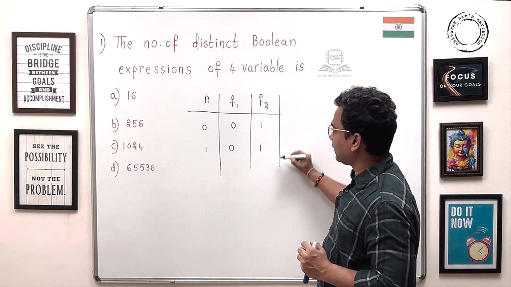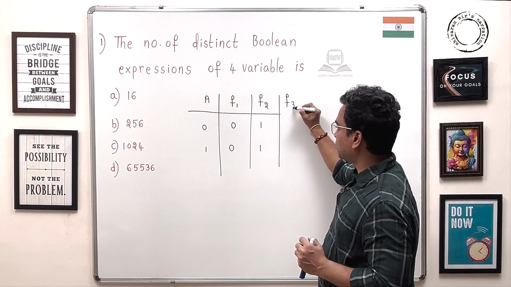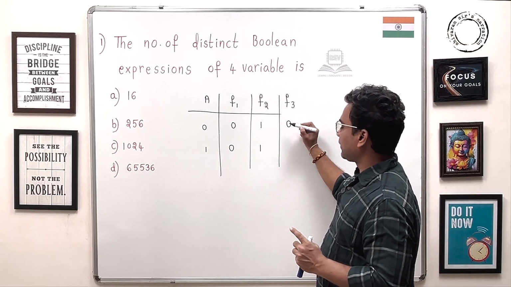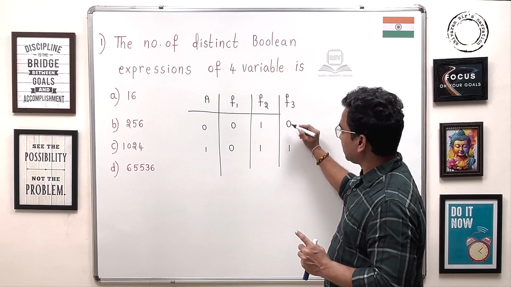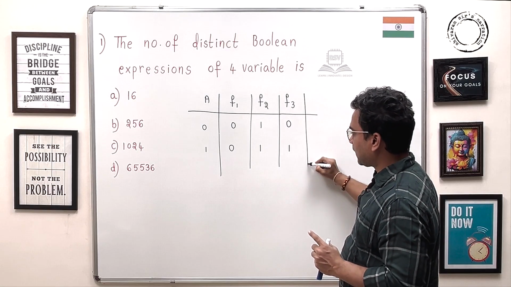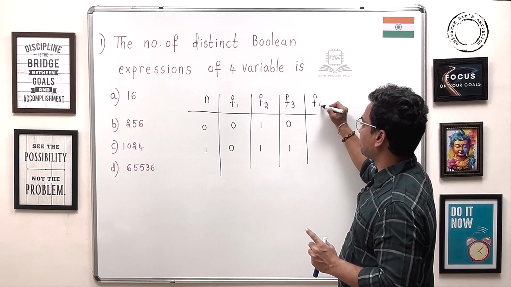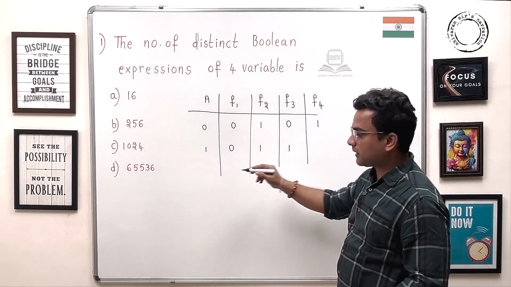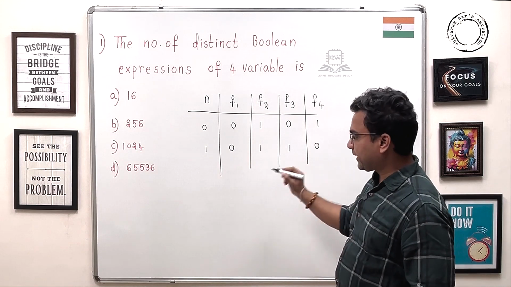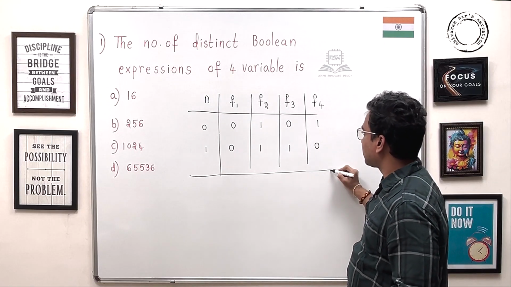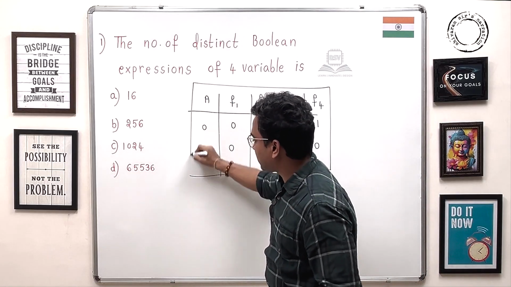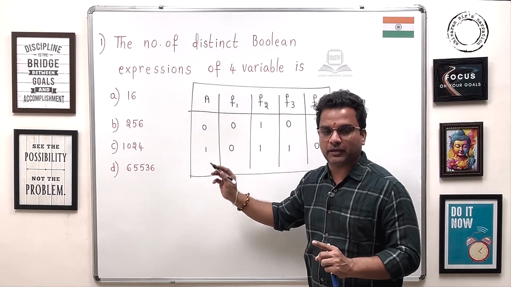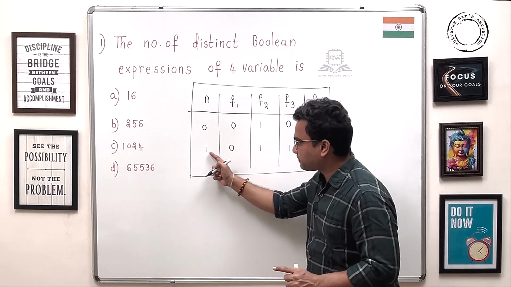And another one, f3. That could be, guys, maybe when A is 0, your output is 0. When A is 1, your output is 1. This could be possible. Or else f4. If input is 0, output is 1. If input is 1, output is 0. So these are the possible functions for a single variable.